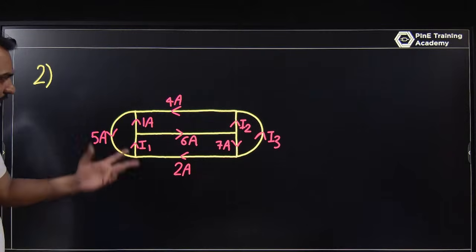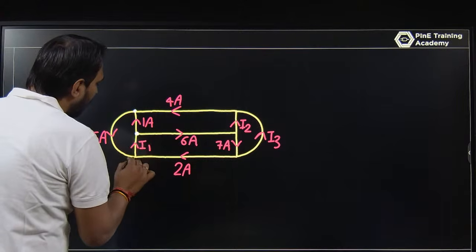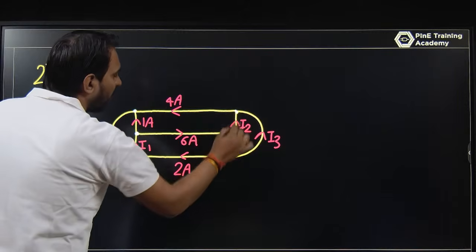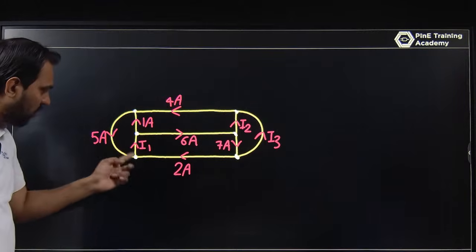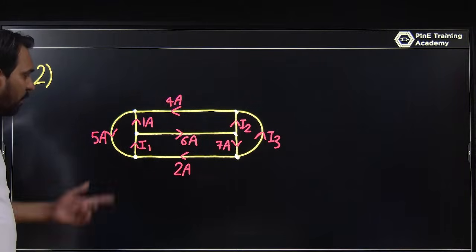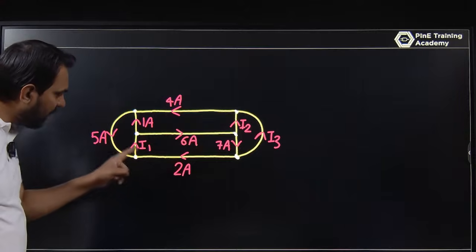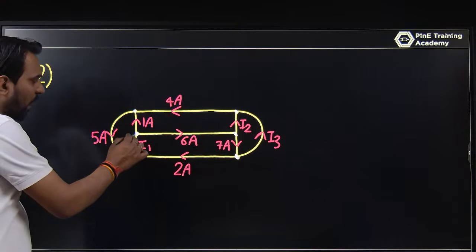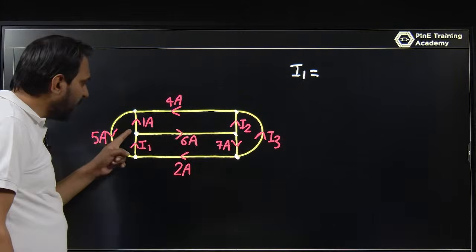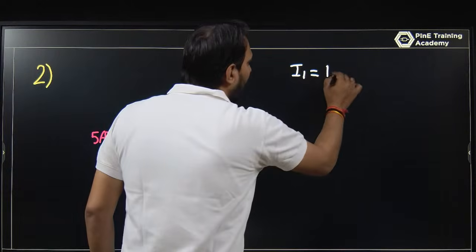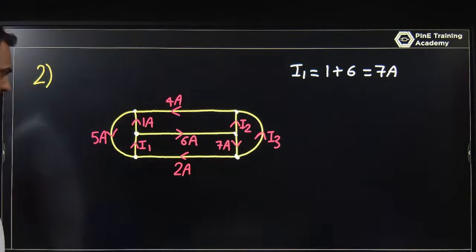Okay, so let's try this. How can you solve for I1, I2 and I3? You have as many nodes as you see here. At this node, what is happening? This 1 ampere is leaving, this 6 ampere is leaving, and I1 is entering. So at this node the entering current is I1 and the leaving current is 1 ampere and 6 ampere. So this becomes 7 ampere. I1 is 7 ampere.